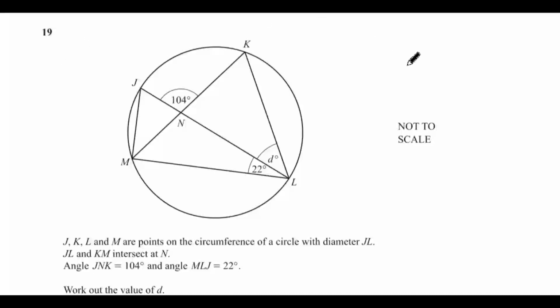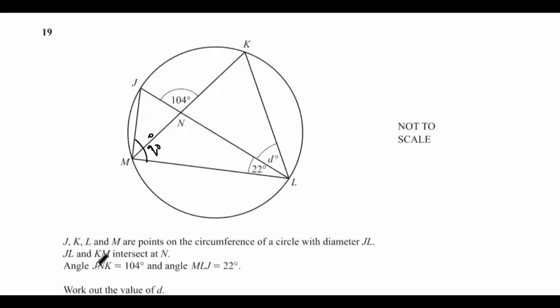058023 May June 2019. J, K, L, and M are points on the circumference of a circle with diameter JL. So if the diameter is JL, let me change the thickness of my ink. That means this angle will be 90 degrees, because the two arms of this angle come from the diameter, so it is an angle in a semicircle.